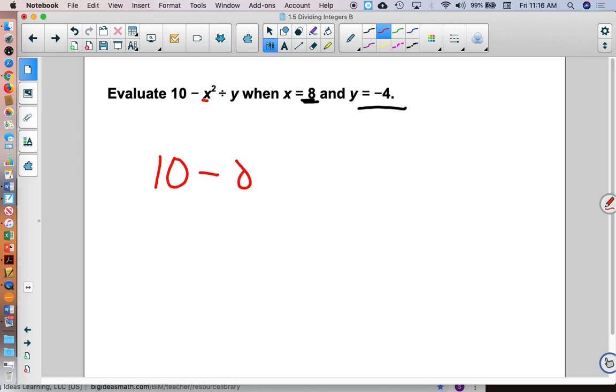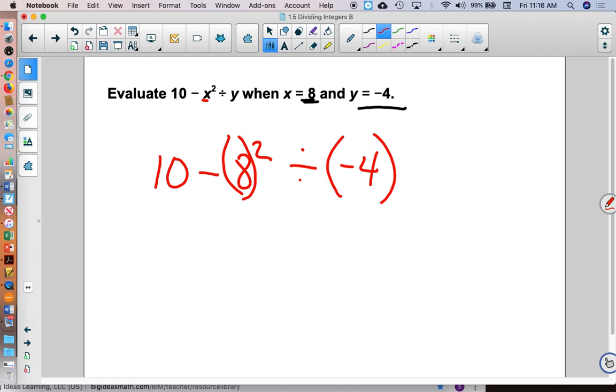So I look at the original statement, and I have 10 minus, well, what is x? 8. And so 8 squared, and I'm going to keep that in parentheses, because I'm plugging the 8 in for the x, okay? And then it says divide it by y, and what is y? Negative 4. Okay? Only reason why I'm putting those parentheses there is because I want to know that I'm talking about that specific value, okay? So now, if you look at this, what does the order of operations tell you that you have to do first? Jaslyn? You have to do parentheses first.